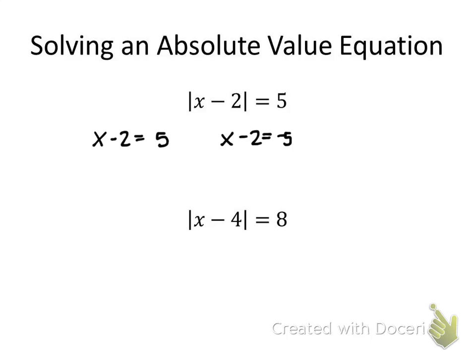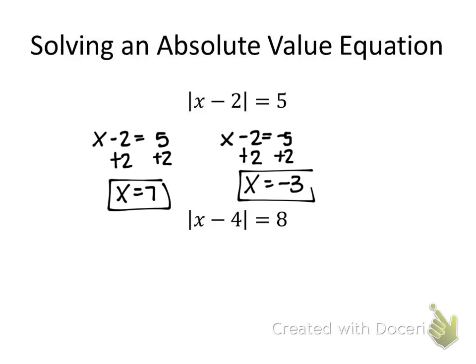So step 1, you drop the bars. Step 2, write it twice, one with the positive answer and one with a negative answer. And then I can just solve it like a regular problem. So I would add 2 to both sides, and I get x is equal to 7. I know that's one of my answers. Do the exact same thing. Add 2 to both sides, but this time I have negative 5 plus 2, which is negative 3. So the two numbers I could plug in here would be negative 3 and positive 7.